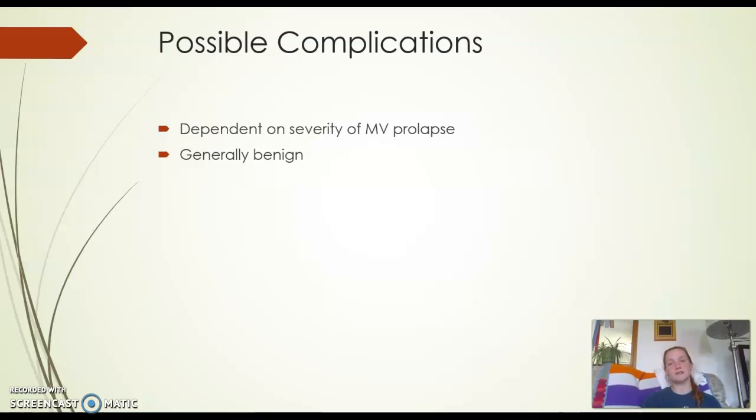Possible complications really depend on the severity of the mitral valve prolapse. This disease is generally benign, but when you get into more severe complications, you can have arrhythmias, endocarditis, and really severe, you can have heart attacks, sudden cardiac death, and stroke.